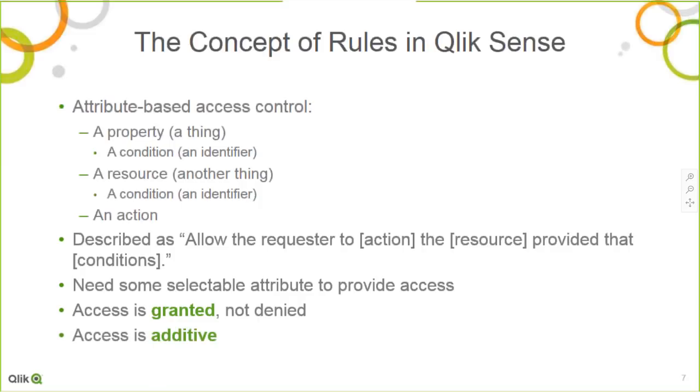Also, access is additive. So if you have two rules, one gives access to A, one gives access to B, the user can see A and B. The meaningful consequence of this is that there's no harm within reason to having many security rules. As long as you don't have a couple hundred.